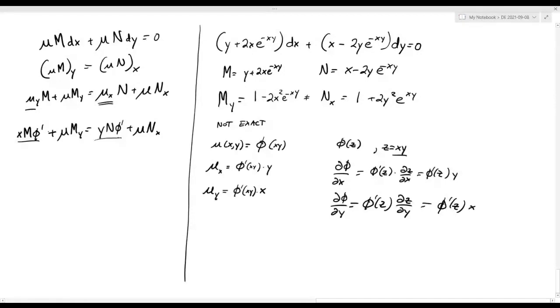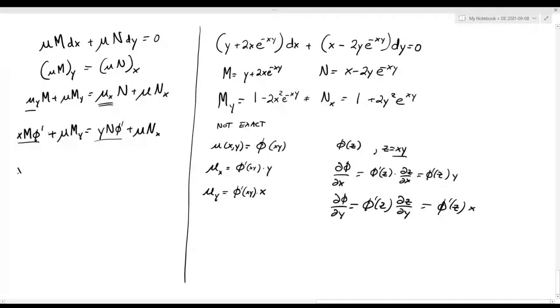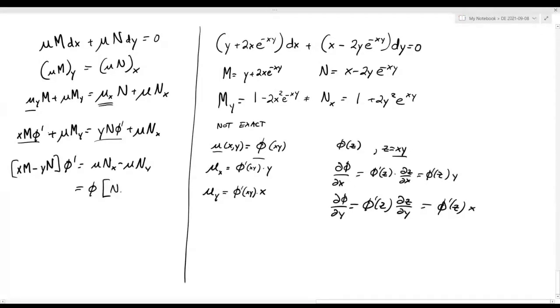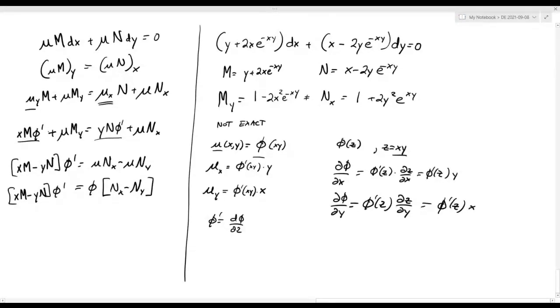Okay, gather all the terms that have the phi prime in them on one side of the equation, so that way you can factor out a phi prime. And gather all the terms that don't have a phi prime. And notice that mu is phi, if you will. Factor out mu, but mu is phi, so phi prime, by the way, we're going to write as the derivative of phi with respect to z.